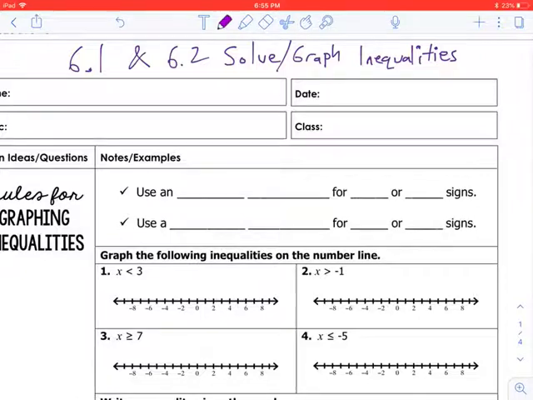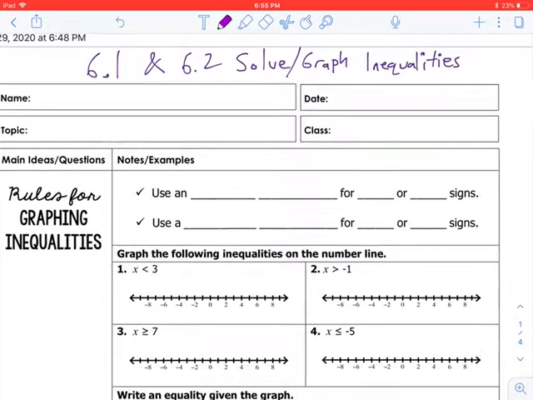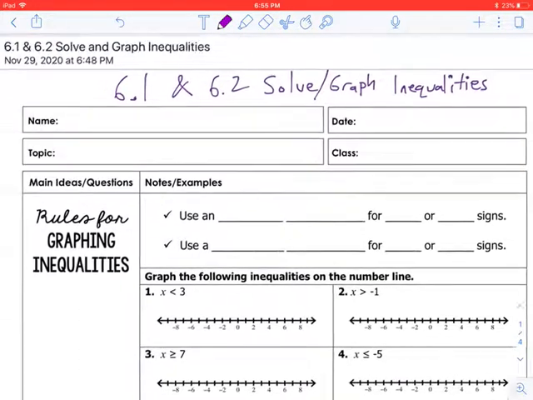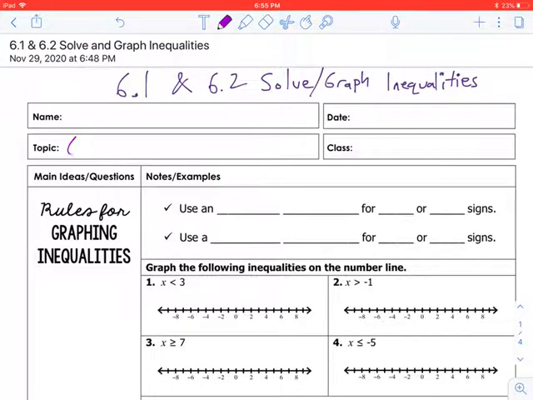All right, we're starting chapter 6 today. Today we're talking specifically about inequalities. This whole chapter talks about inequalities, and inequalities are those things where it's like greater than, less than, greater than or equal to, less than or equal to. So we're going to start out here with 6.1, which is 1 and 2-step inequalities.